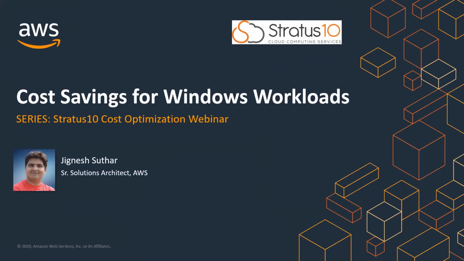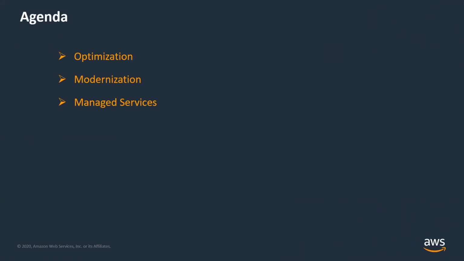So hello everyone. Good morning and good afternoon based on where you are located. My name is Jignesh Suthar and I'm a solutions architect at AWS. So today I'm going to talk about cost savings for Windows workloads on AWS. I'm going to cover what options are available for cost savings, tools and techniques which are available that can help you to optimize and save cost.